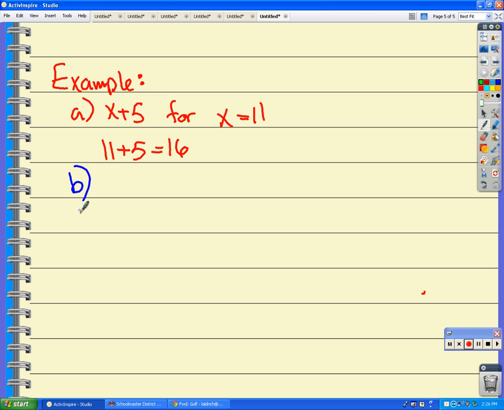Let's try another one a little bit trickier. 2a plus 3, for a equals 4.